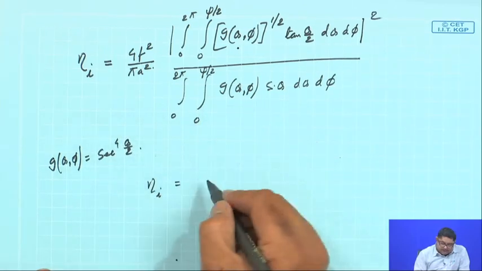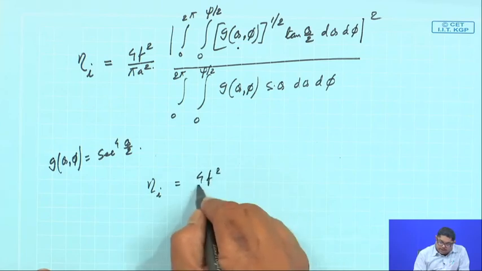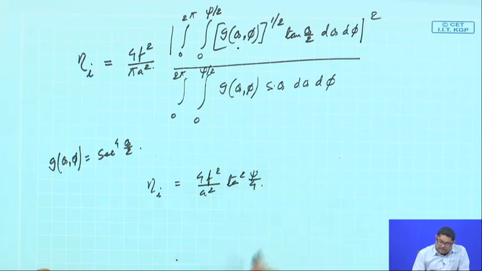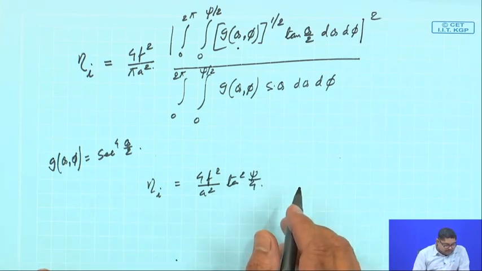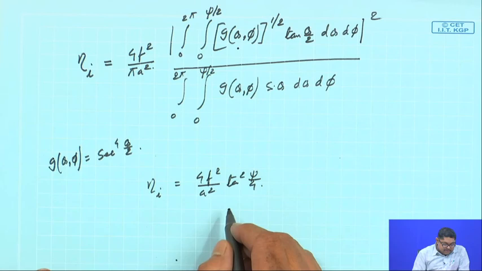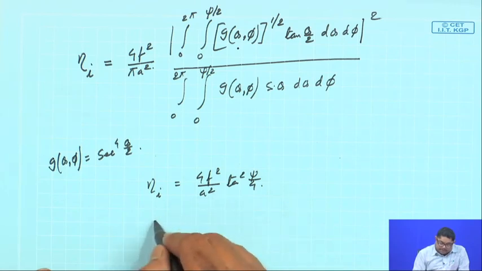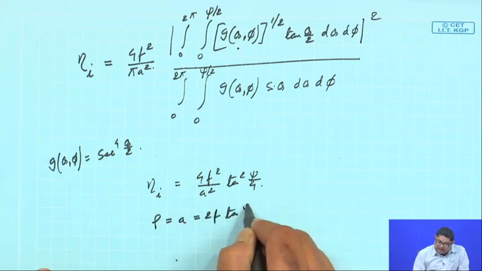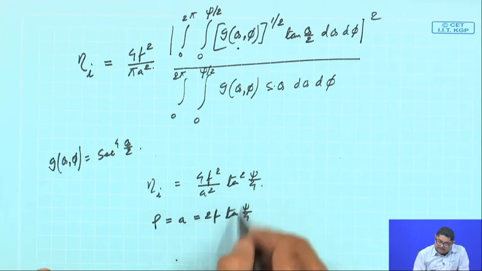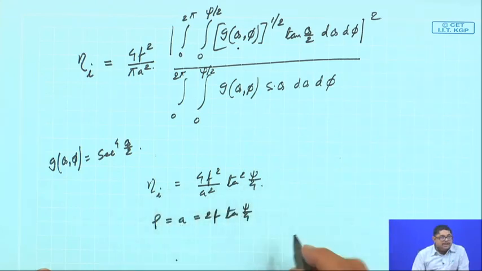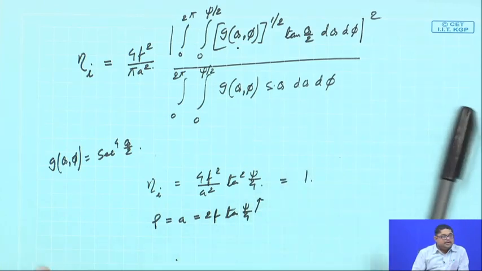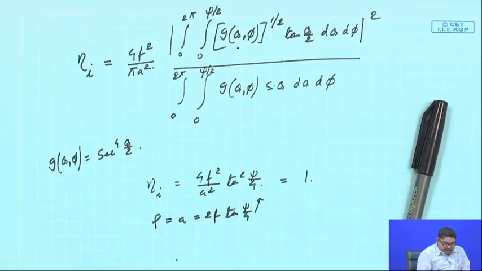So, you will see that under that assumption that G theta phi is sec 4 theta by 2, this eta I expression becomes 4 f square by A square tan square pi by 4. Already we have found the value of A when we derived that rho is equal to A is 2 f tan pi by 4. So, put that value of A. So, eta I becomes 1. Putting it here, it becomes 1. So, this expression is correct.